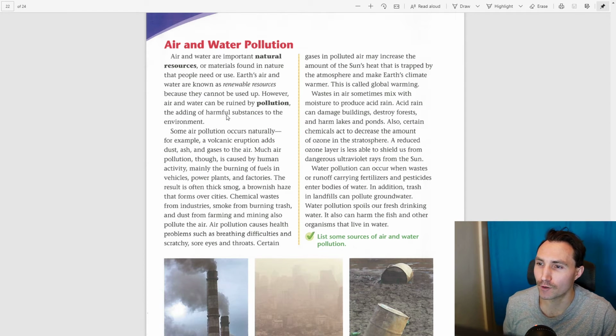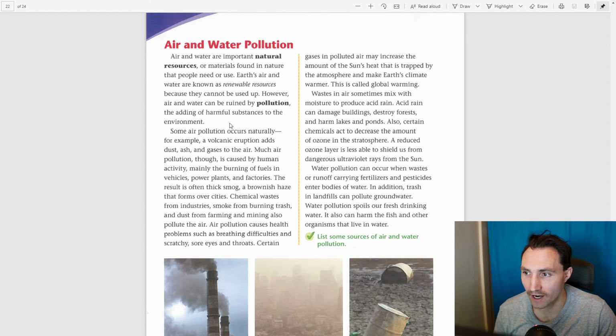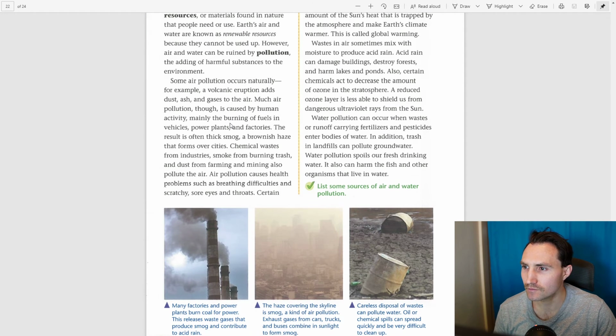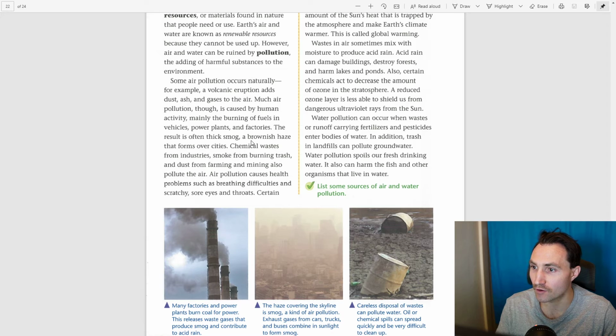However, air and water can be ruined by pollution, the adding of harmful substances to the environment, okay? So that's kind of a short definition of pollution. Some air pollution occurs naturally. For example, a volcanic eruption adds dust, ash, and gases to the air. Much air pollution, though, is caused by human activity, mainly the burning of fuels in vehicles, power plants, and factories. The result is often thick smog, a brownish haze that forms over cities.